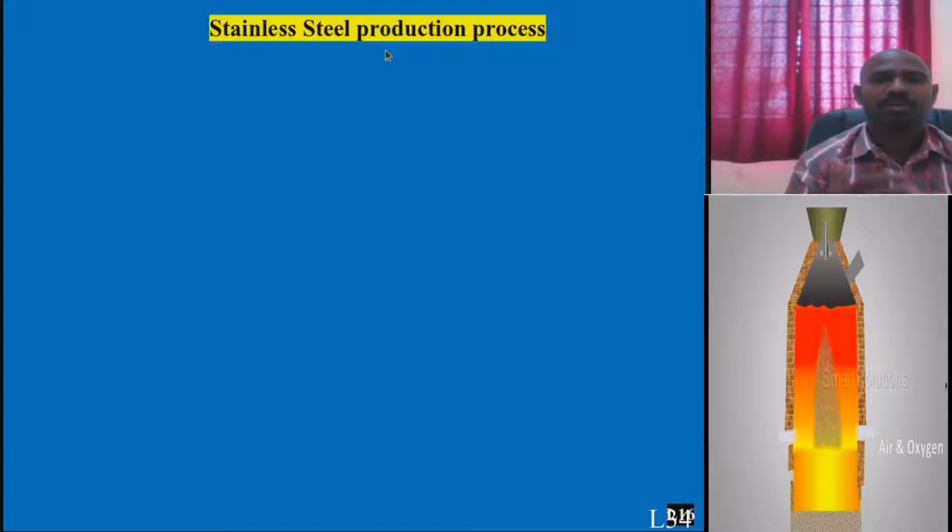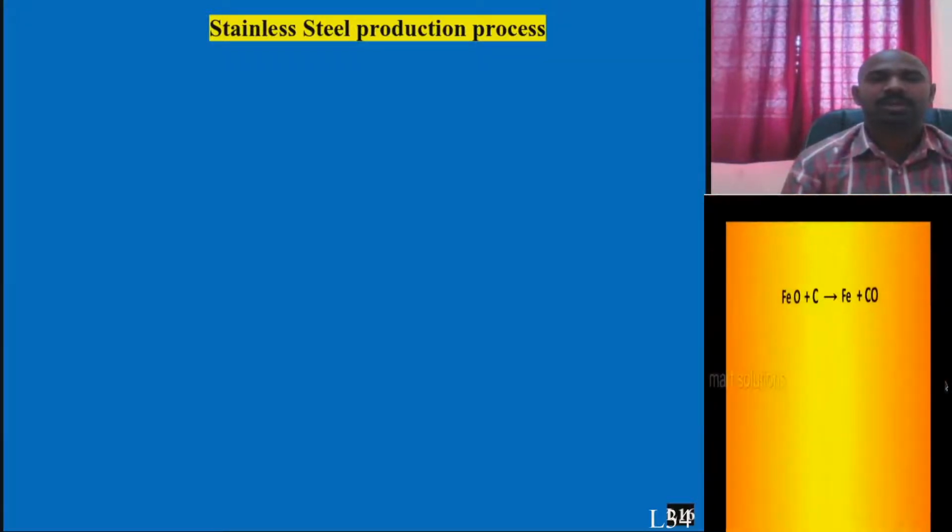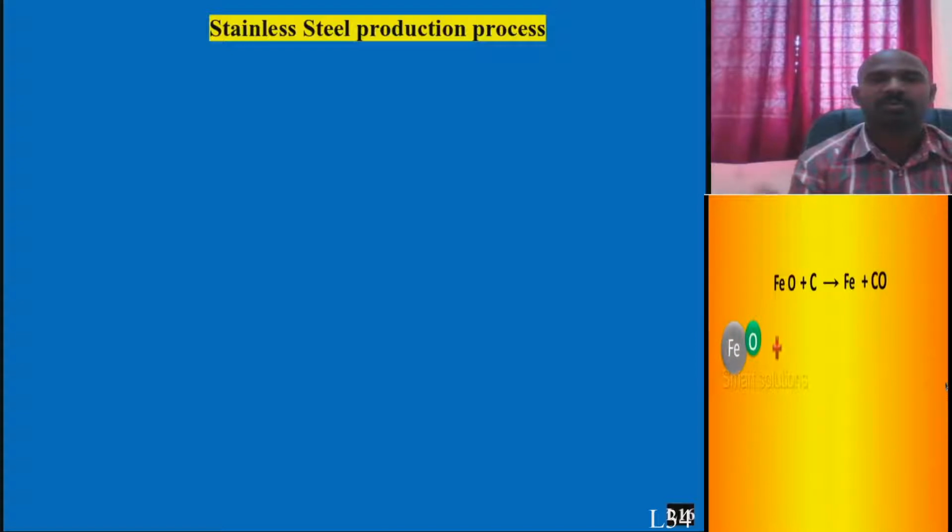What are the raw materials used for producing stainless steel, what grades of steel are produced based on property and application, and what are the steps involved to produce stainless steel will be discussed in this lecture. Let me proceed.